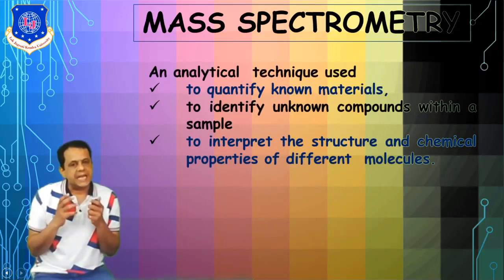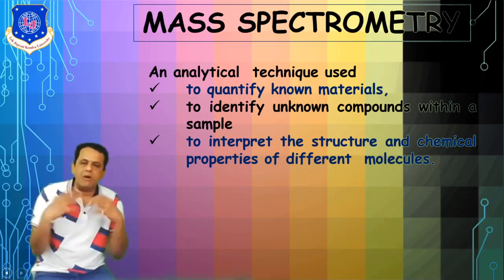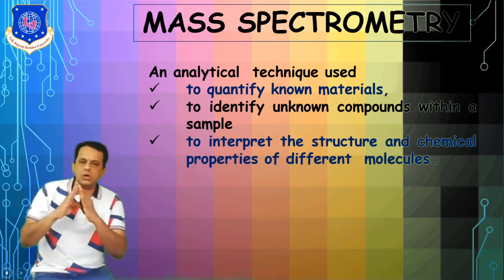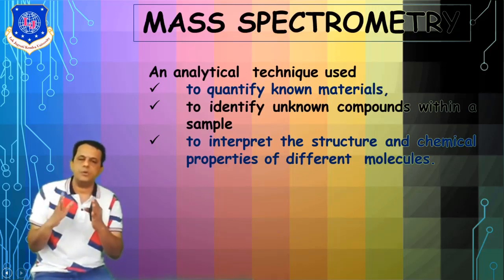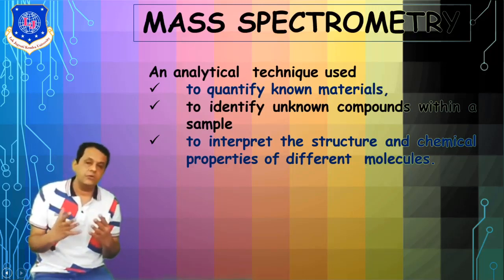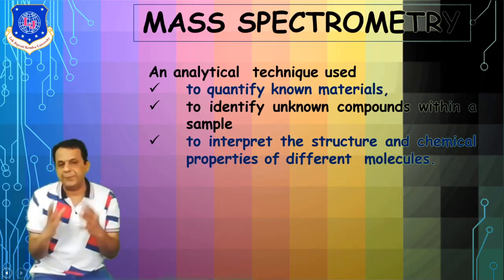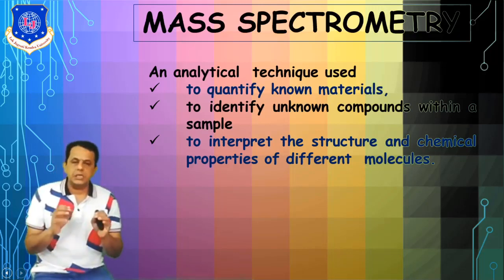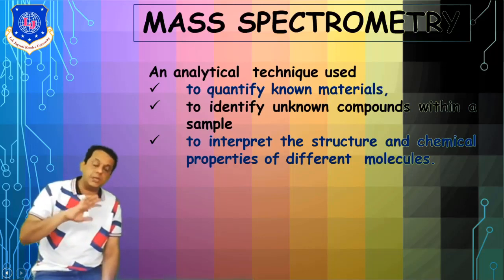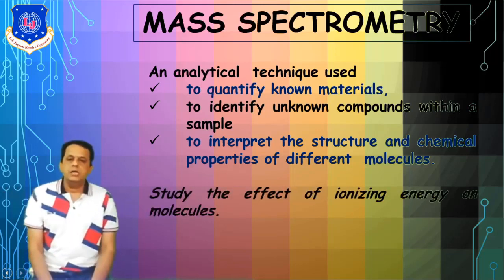So basically, it is an analytical technique to quantify the known material. You can check the characteristics of a particular known material, or we can identify the unknown compounds within the sample under testing. And it is also very useful to interpret the structure and chemical properties of different molecules. So let us go ahead.